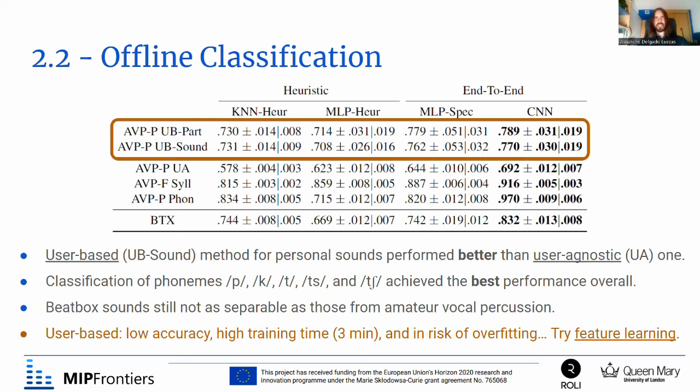We also wanted to get the user-based accuracies higher, because they usually display low accuracy. The training time in the case of the convolutional neural network is very high for each of these participants. It takes around 3 minutes. And there is also a considerable risk of overfitting due to the lack of enough data to model. So for these reasons, we tried to implement feature learning, to learn 32 features from vocal percussion sounds, and then use the CNN as a feature extractor, to avoid overfitting, get the training time much lower, and with hopes of getting higher accuracy.